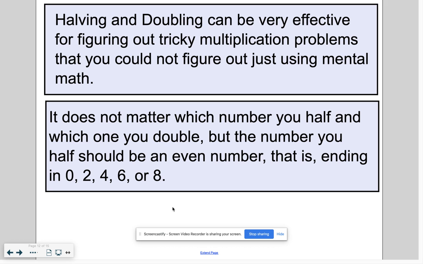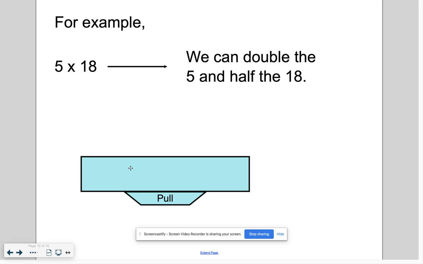Because you cannot cut an odd number in half. Like, for example, the number 7, there's no number that you can divide 7 in half by. 2 doesn't go in evenly to 7. It would be 3.5, and we're not doing decimals and fractions. So let's take a look at how this might work with another example. So I have 5 and 18. You probably don't know 5 times 18 off the top of your head. But which one of these would you double and which one of these would you halve?